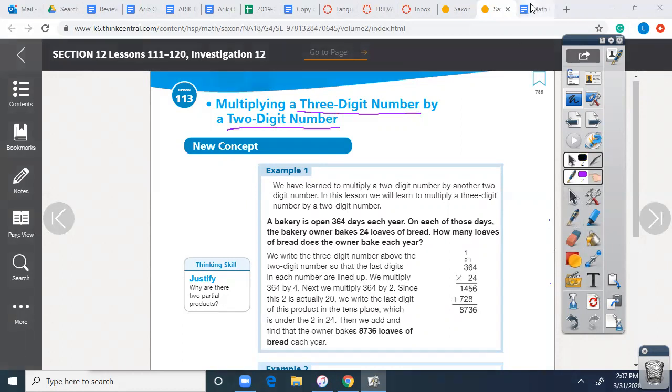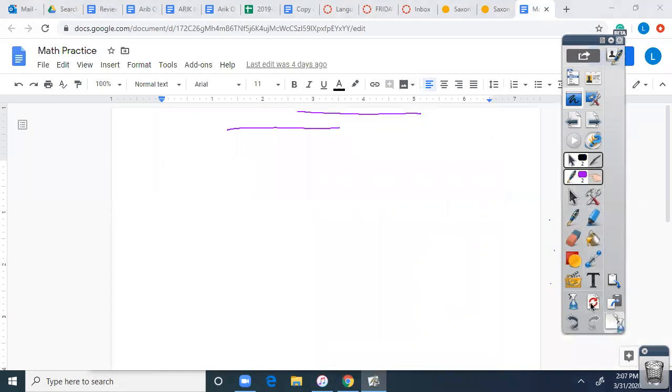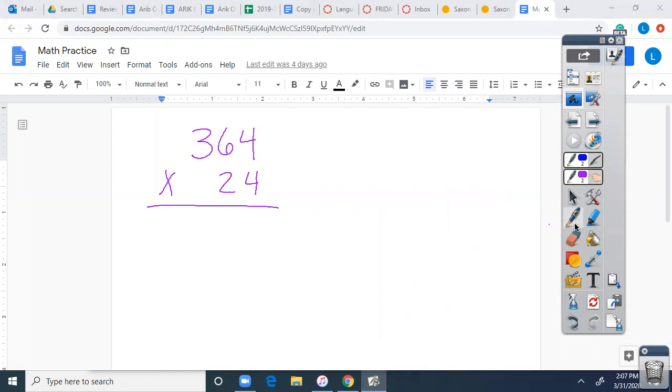We're going to go to this math practice page just so we have more room. I'm still going to be following what's in the book, so if you have your book, you're welcome to still use that book. I'm still doing the same problems, but we just need more space. Okay, so 364 days that he's open, and he makes 24 loaves of bread each day.